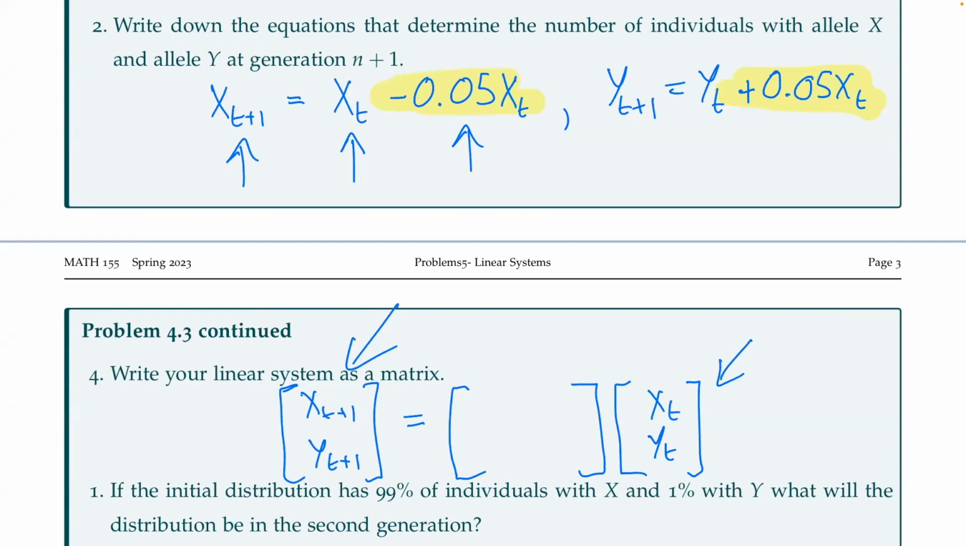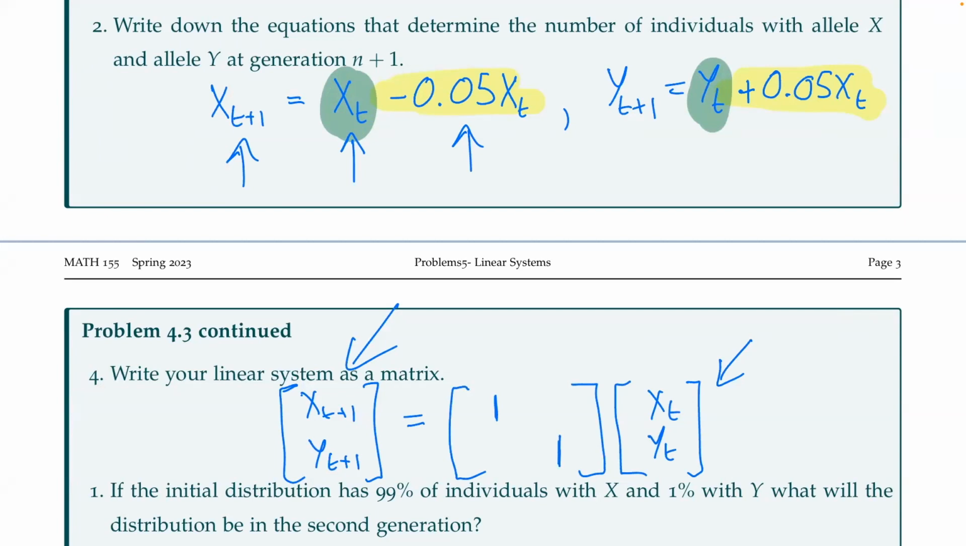Again, we're just thinking about the rules of matrix multiplication here. What do we need to have? Well, we have 1 times XT and 1 times YT. So let's put these in. So we're going to have a 1 times my XT on the first row. And in my second row, we're going to have a 1 times my YT.